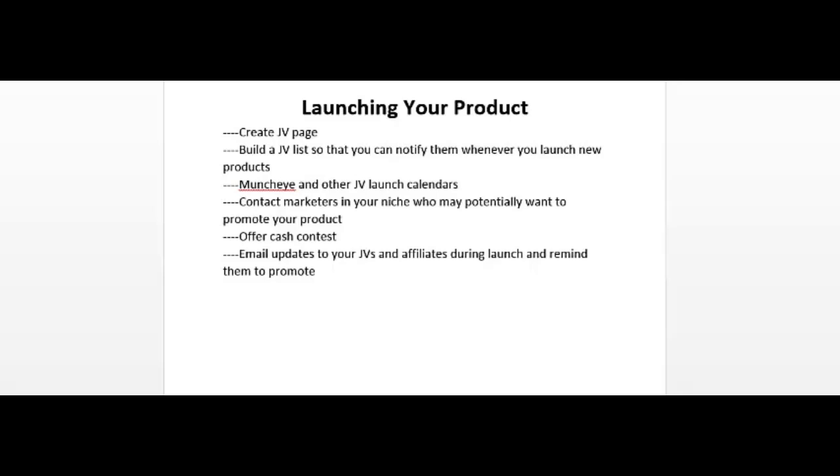Now, on your JV page, you also want to have an opt-in form, because you want to build a list of JVs and affiliates so that in the future, when you have other product launches, you can easily notify them. They don't have to go out looking for you. You could just notify them of your upcoming product launch. You also want to contact other marketers in your niche who may potentially want to promote your product.